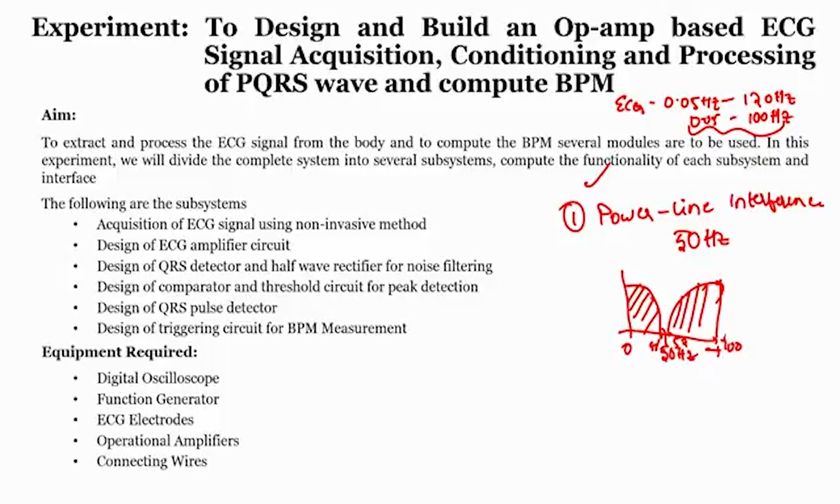What else? What are the other signals that will interfere with our required signal? The required signal in this case is the ECG signal. Another one is our motion artifacts.